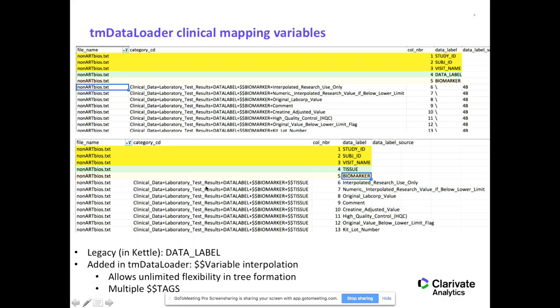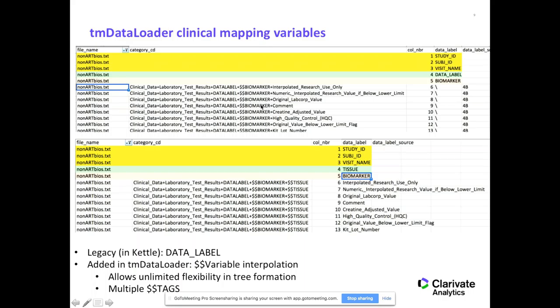And down here, oops, I didn't do this right. I should have substituted data label for tissue. I just wanted to show you that you don't know this, or I should have just deleted data label here and just added tissue. I didn't delete data label, I should have, because there's no longer a data label here. But these are both functionally equivalent.